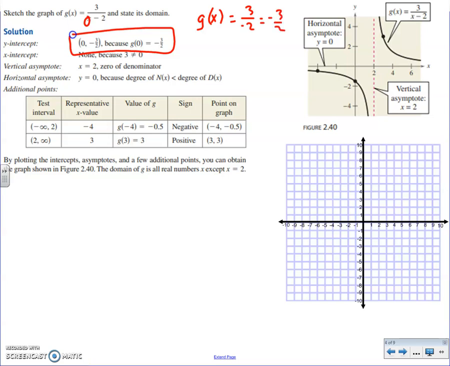So I'm going to plot this. The y-intercept is negative 3 halves. So about right here.